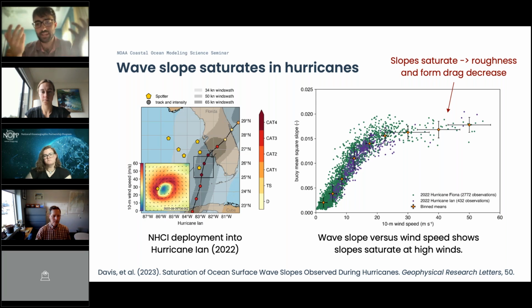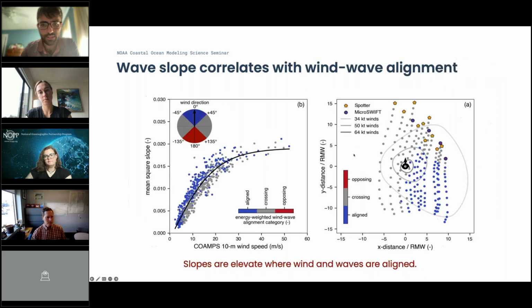We think that's significant because if the slopes are saturating and they are then correlated with roughness and form drag, that could mean that those two variables are also decreasing, and then in turn impacting the intensity of the hurricane. So that's some work that we published as part of the first chapter of my dissertation in GRL last year. And then on the next slide, please.